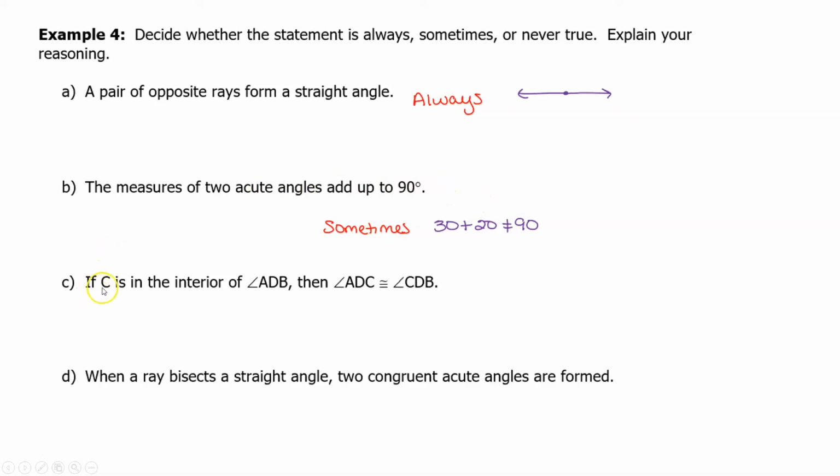For C, it says, if C is on the interior of angle ABD, then angle ABC is congruent to angle CBD. I want you guys to sketch this one out. So sketch out angle ADB, and then put C somewhere on the interior. Then draw ray DC. Would ADC, that angle, always, sometimes, or never be congruent to CDB?